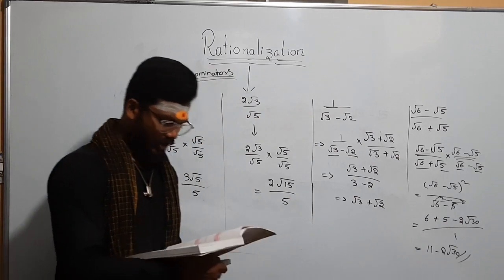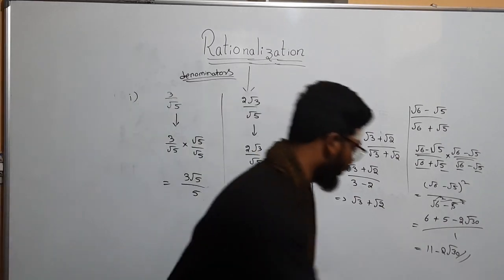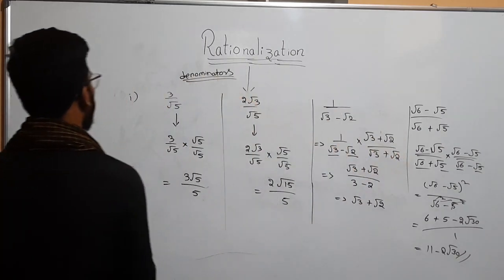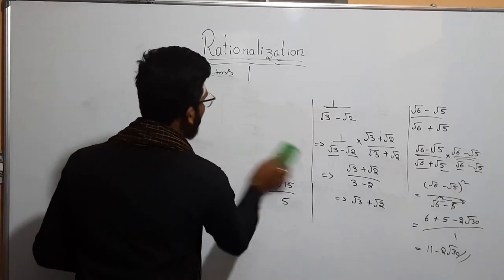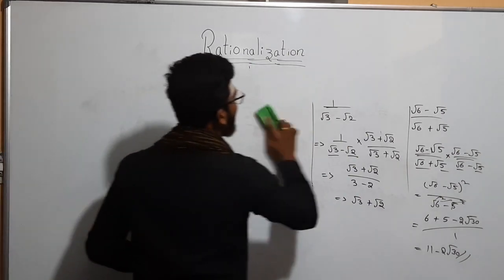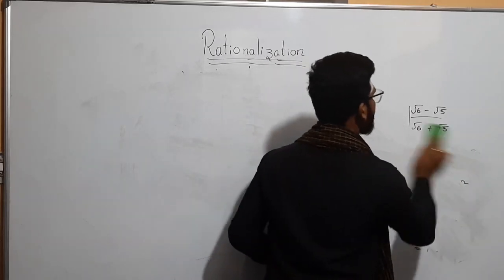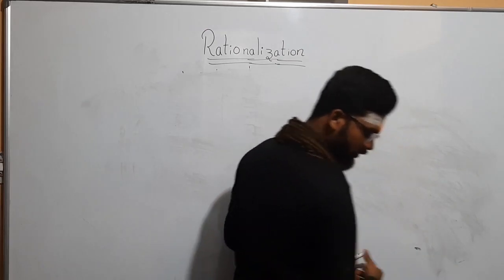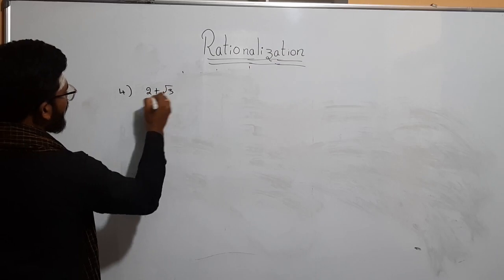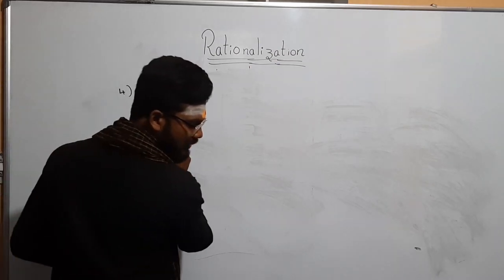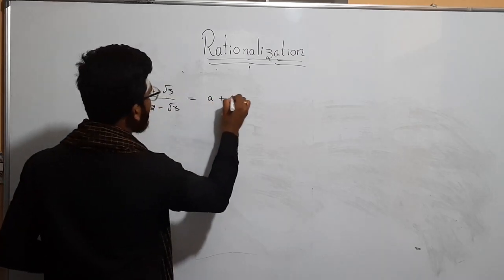Next, see here, find the values of a and b in each of the following. So we have to find the values of a and b. They gave a condition. So based on that, we have to find the values by comparing. Let us see how we can do them. So see here, 2 plus root 3 by 2 minus root 3 is equal to a plus b root 3.